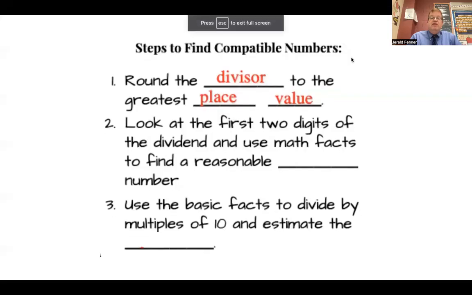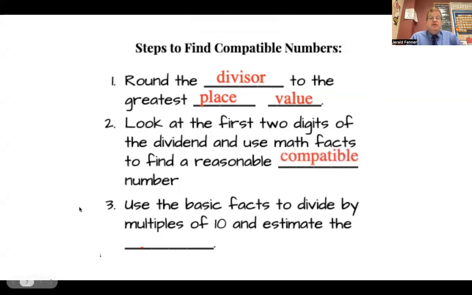Let me see if this will work better if I do this. Maybe it will. Then you look at the first 2 digits of the dividend and use math facts to find a reasonable, what's called a compatible number. Okay? Let me go back. And then you use the basic facts to divide by the multiples of 10 to estimate the quotient. Now that sounds all good and fine, but what exactly does that mean?